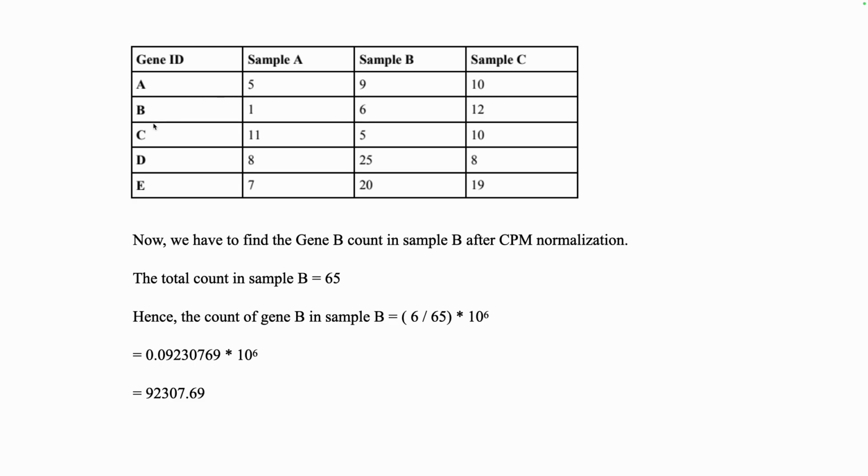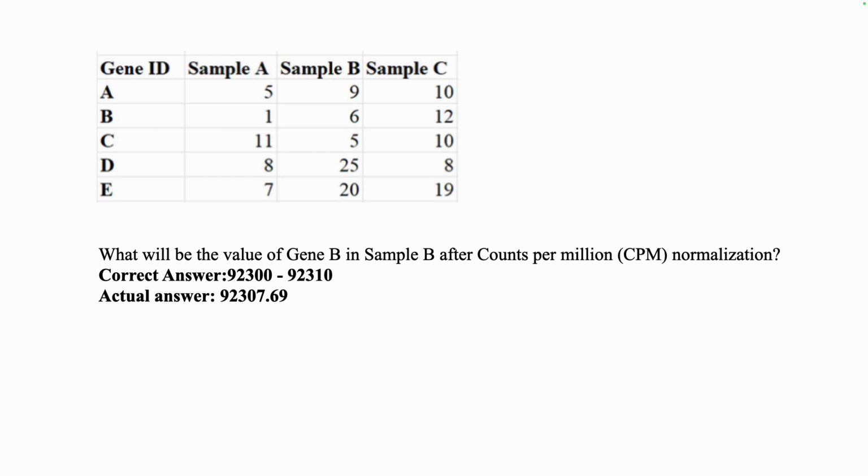We divide for our particular gene of interest. For gene B, it is 6, so we divide 6 by 65 and then we multiply by 10 raised to power 6, which is a million. So when we solve this, 6 divided by 65 into a million, we get 0.09 into 10 raised to power 6. So you can give a range between 92300 to 92310, but the correct answer would be 92307.69.